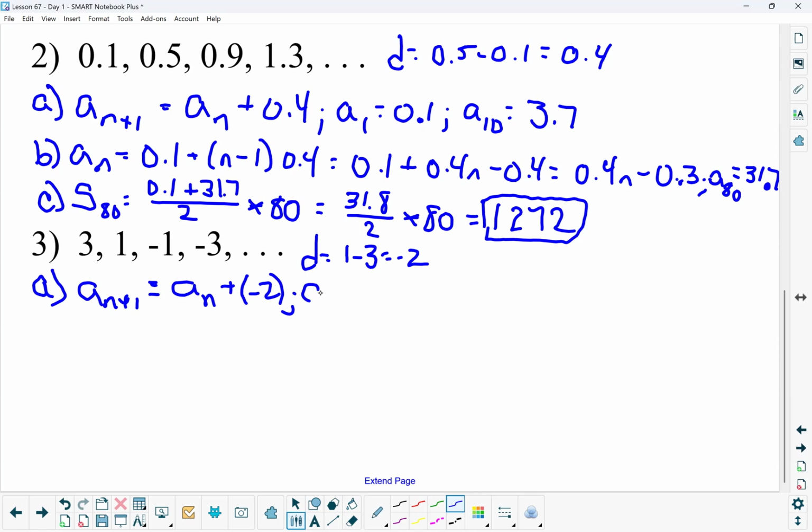My first term was 3. So I have to list that for my recursive definition. And then if I use that to find my 10th term, we've got the first 4. The 5th term would be negative 5, then negative 7, negative 9, negative 11, negative 13, negative 15.